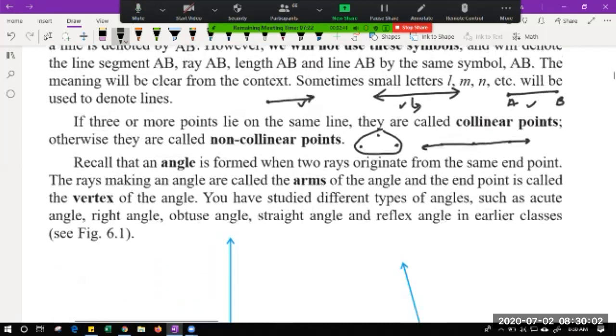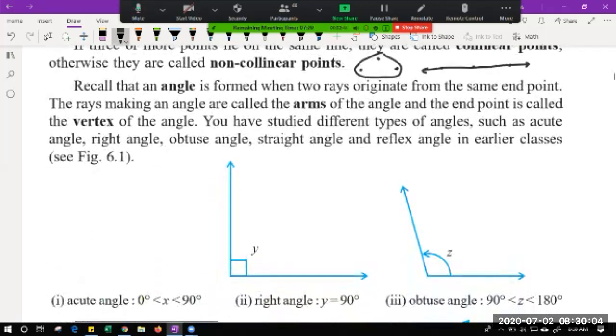Then we discussed what an angle is. An angle is formed when there are two rays like these having a common vertex. So suppose we have a ray AO and a ray BO. Then this is the angle. These AO and BO are the arms.